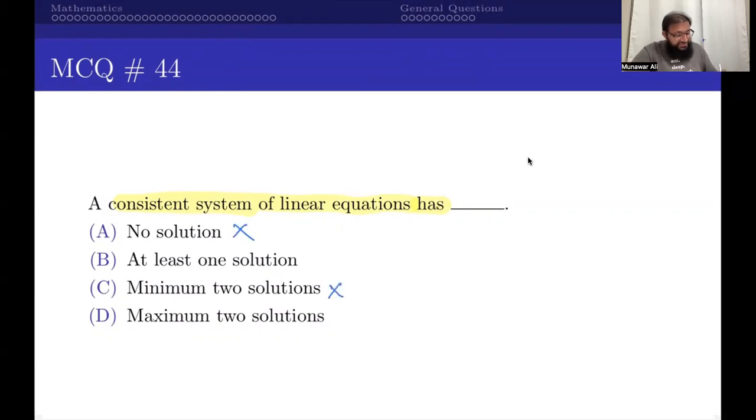Minimum two solutions means it has either two solutions or more than that. It's not going to be a requirement. If it has only one solution, that's going to be a consistent system. Maximum two solutions, no, it can have more solutions. So our correct option is at least one solution. It means it has one solution or more than one. It is going to be a consistent system. So correct option is B.